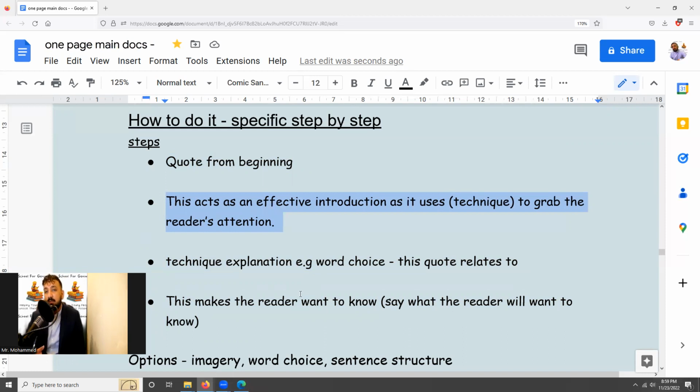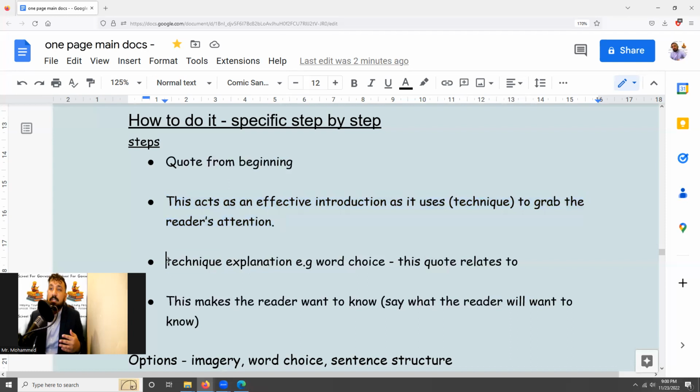The easiest one, again, is just to use word choice. This acts as an effective introduction as it uses word choice. Other options would be sentence structure, imagery, tone, any of the WIST techniques you could focus on. Word choice, imagery, sentence structure, tone. Then you say it does this to grab the reader's attention. And again, this sentence can be used again and again. This is like a starter sentence, just like in word choice you had this relates to, this suggests. This is the same thing.